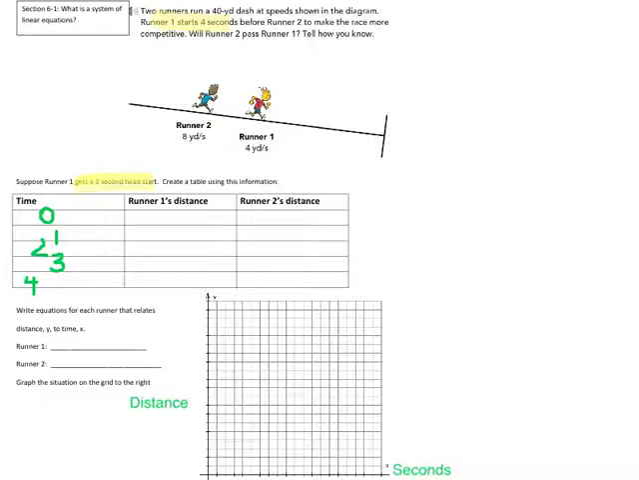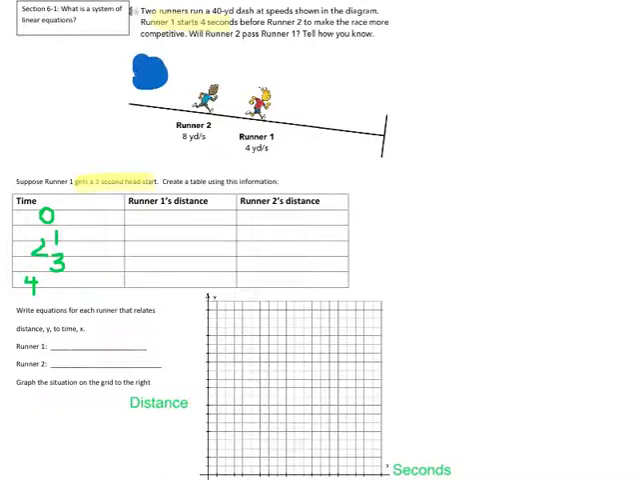So the first thing that we need to do is look at the pace that they run. Runner 2 runs 8 yards per second, and runner 1 runs 4 yards per second. The other thing you have to look at is that they are running a 40-yard dash. So what you could do is figure out how long it takes runner 2 to run 40 yards if he runs 8 yards per second. You would take 40 and divide it by 8, and that gives you 5 seconds.